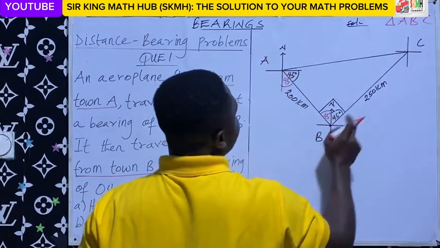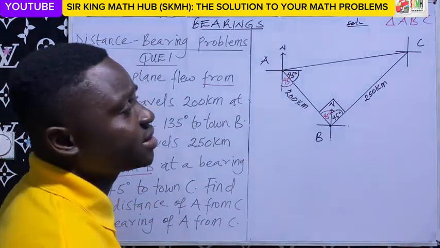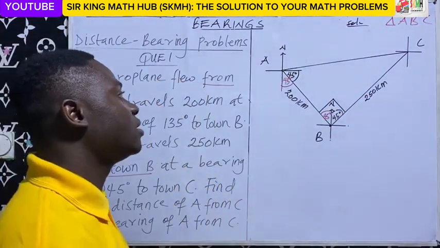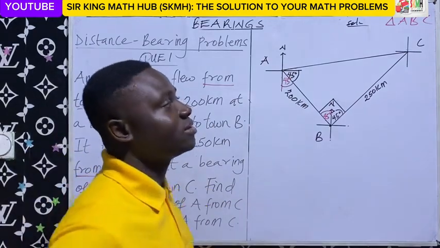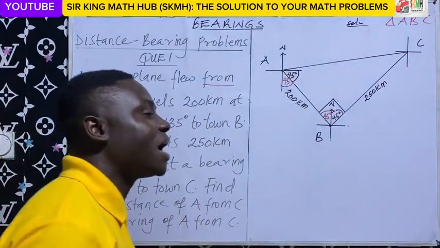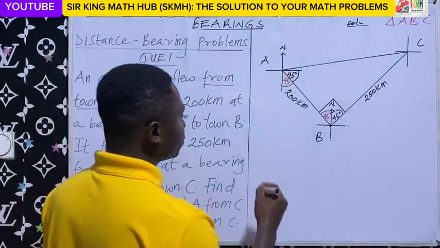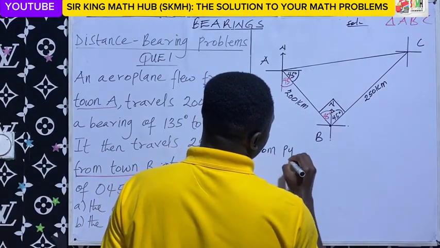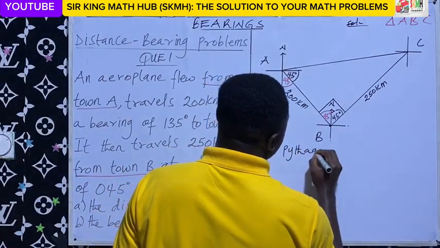Triangle ABC. We see that triangle ABC is a right angle triangle because one of the interior angles measures 90 degrees. And because it is a right angle triangle, to calculate line AC, we have to go by Pythagoras theorem.